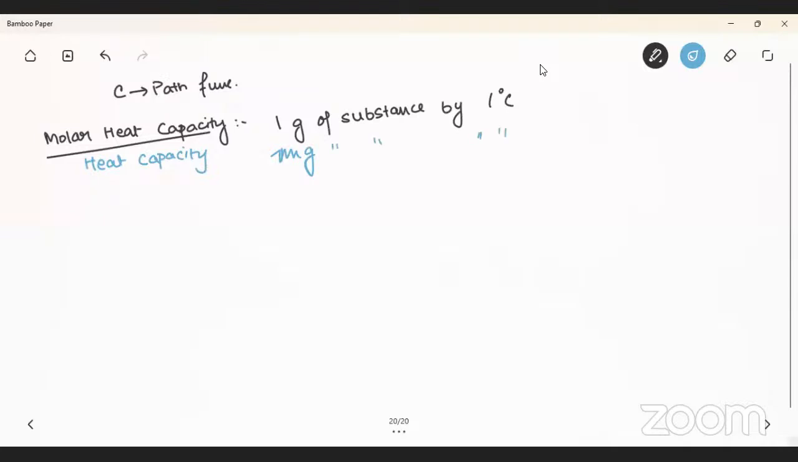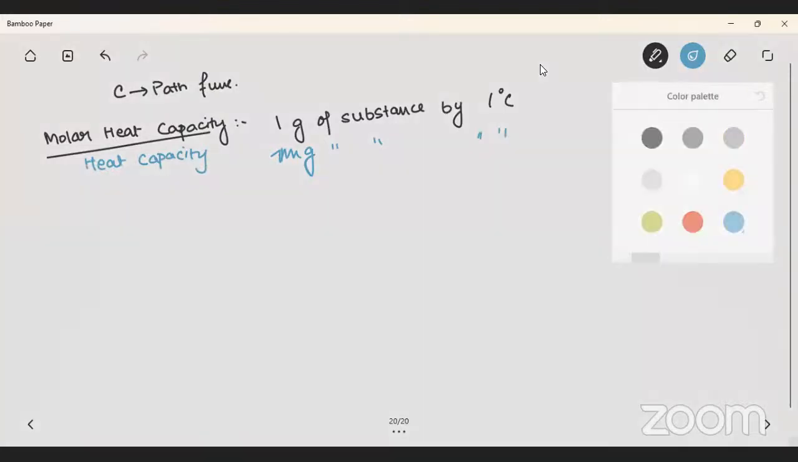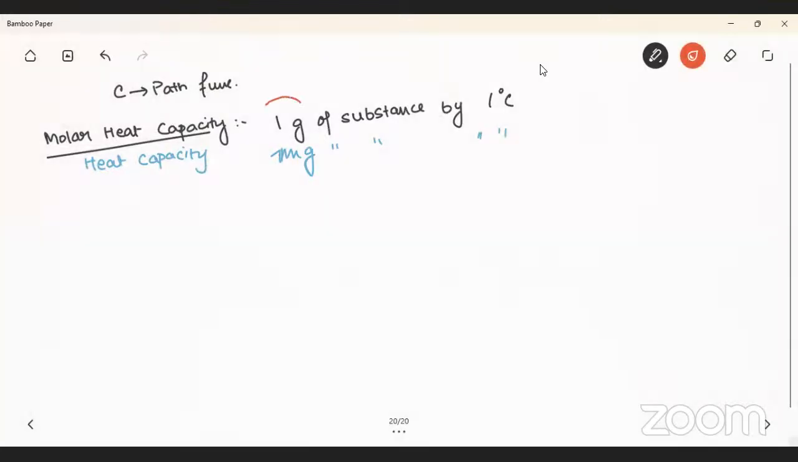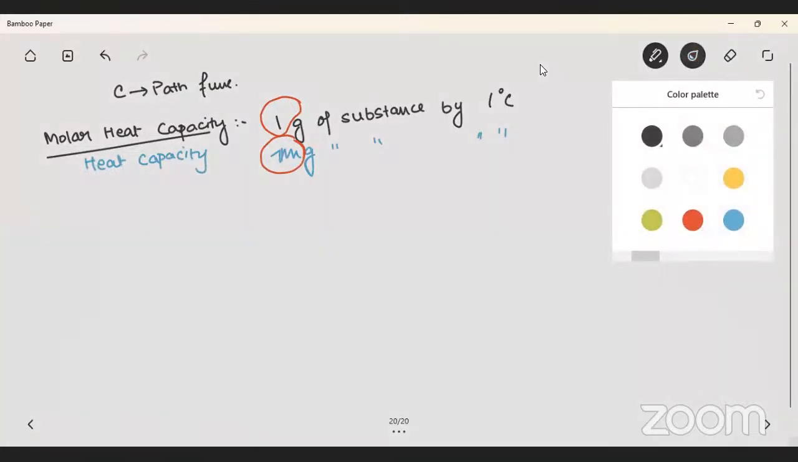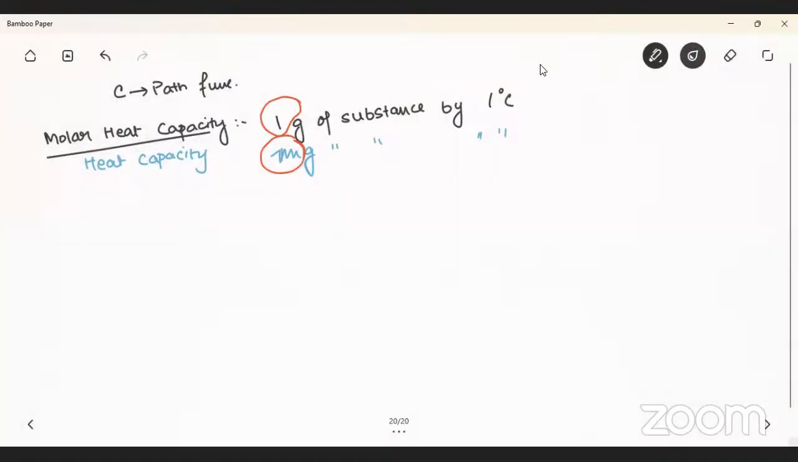But here you need the amount of heat to raise the temperature of 1 gram. Okay, 1 gram specifically. So that was m gram and here it is 1 gram. So this is the basic difference between molar heat capacity and the heat capacity. Okay, so that is the molar heat capacity.